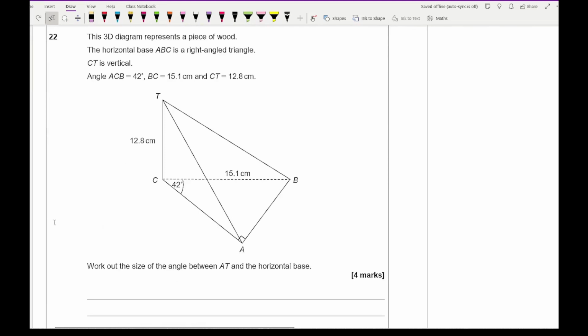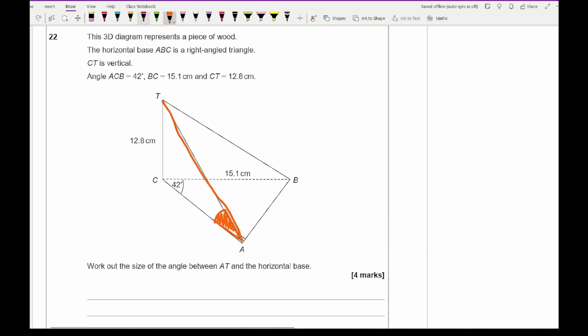The next question then says this 3D diagram represents a piece of wood. The horizontal base ABC is a right angle triangle, CT is vertical, angle ACB is 42, BC is 15.1 and CT is 12.8, and all of those are labelled on the diagram. And the question is asking us to work out the size of angle AT and the horizontal base. So AT is this line here, and what it's asking me is to work out what this angle here is going to be.